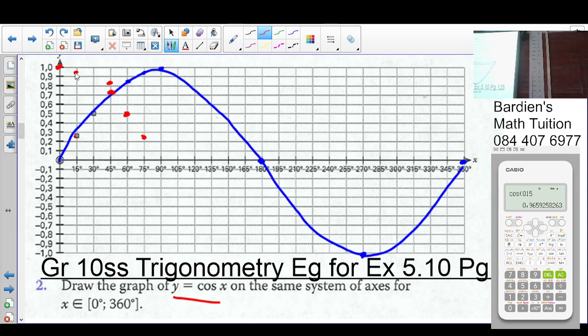Next one? Cos of 90 is zero. That one is actually there. So if I do all of these, people, you would have noticed that 180 gives you negative 1, 270 gives you 0, and 360 gives you 1. You see that? And again, freehand, I connect the dots.